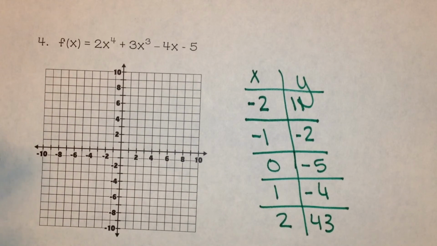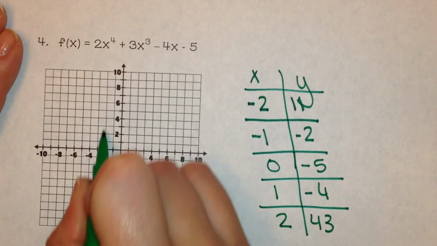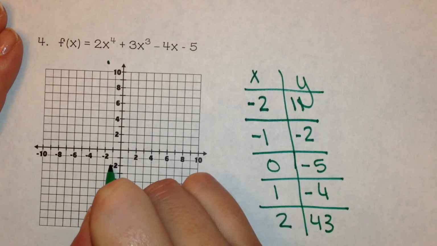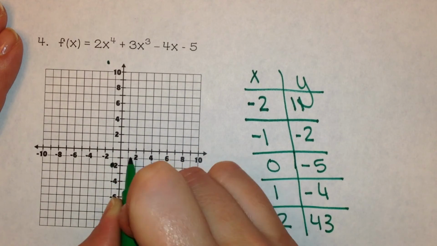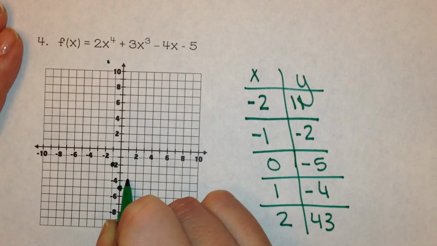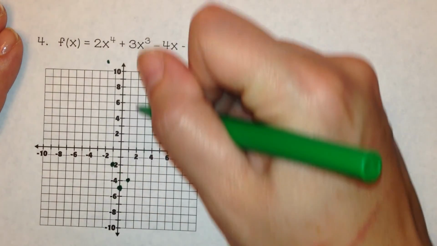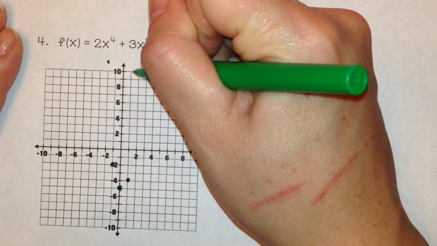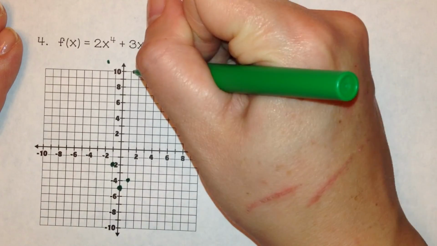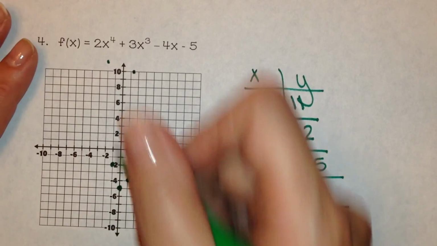All right, so then graph these. This one's just barely off the graph, so I can graph it. When x is -2, y is 11. When x is -1, y is -2. When x is 0, y is -5. When x is 1, y is -4. And when x is 2, y is 43, going way off the graph. So I know it's going to go off the graph quite a bit before we get to where x is 2. So this one's a lot closer to where x is 1.